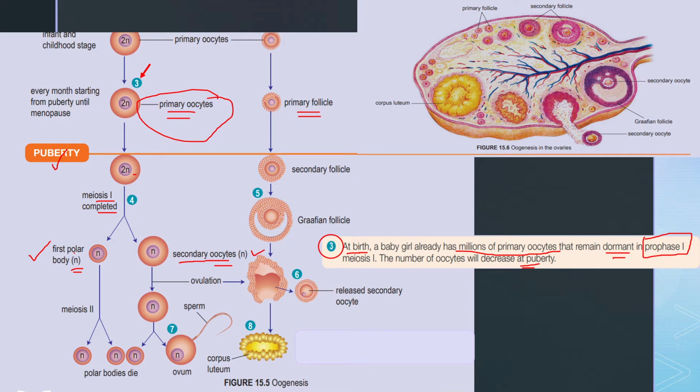Look here, this first polar body is going to complete meiosis 2, forming two second polar bodies, which are definitely haploid. But look at this, because the secondary oocyte is the significant one. Eventually, the polar bodies will disintegrate and die.